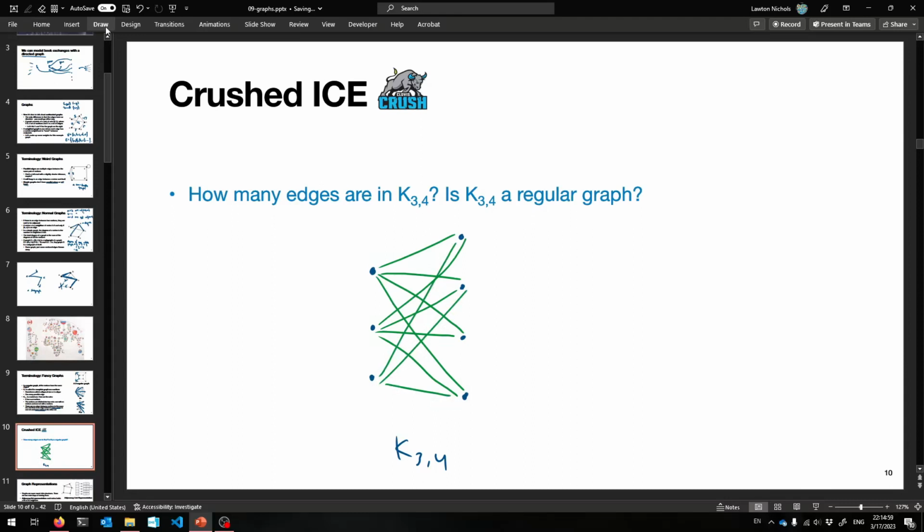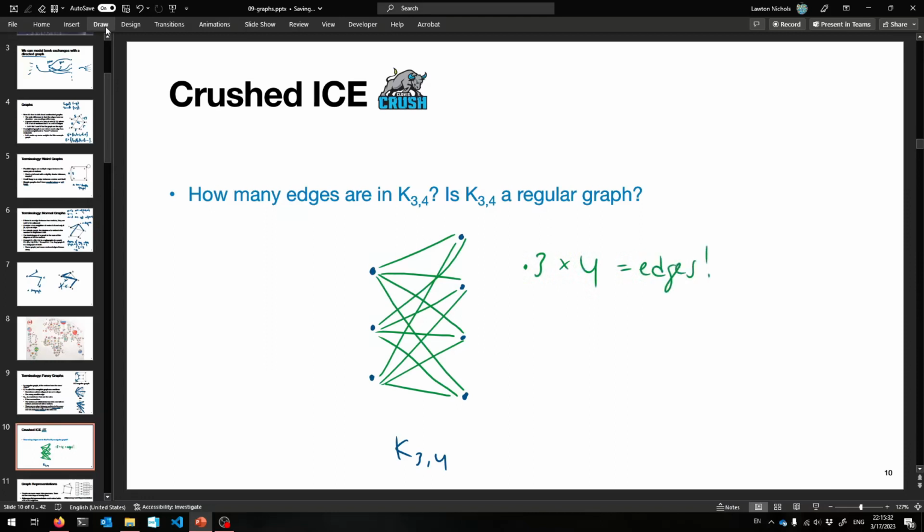And how many edges are there? Well, you can count it from these or from these. This one's going to 4 people, this one's going to 4 people, this one's going to 4 people. So that's why it's 12. Or this one's going to 3 people, this one's going to 3, this one's going to 3, this one's going to 3, etc. So either way, it's 12, right? It's 3 times 4. That's the pattern. 3 times 4 equals 12 edges.